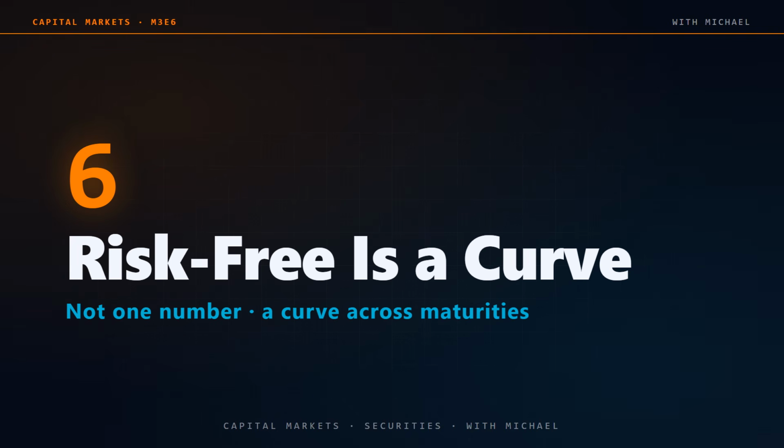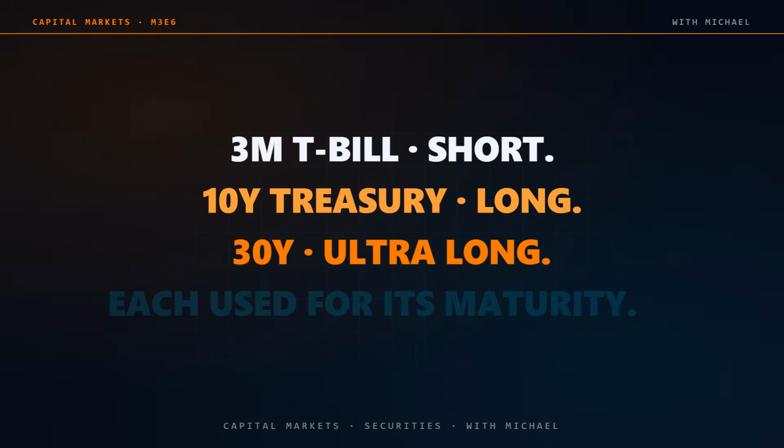Section 6. The risk-free curve, not just one number. There is one technical subtlety we should make explicit. The risk-free rate is not really one number. There is a risk-free rate for every maturity. The 3-month risk-free rate. The 2-year risk-free rate. The 10-year risk-free rate. The 30-year risk-free rate. Each of these is different, and the differences are captured by the yield curve we discussed in the previous episode.